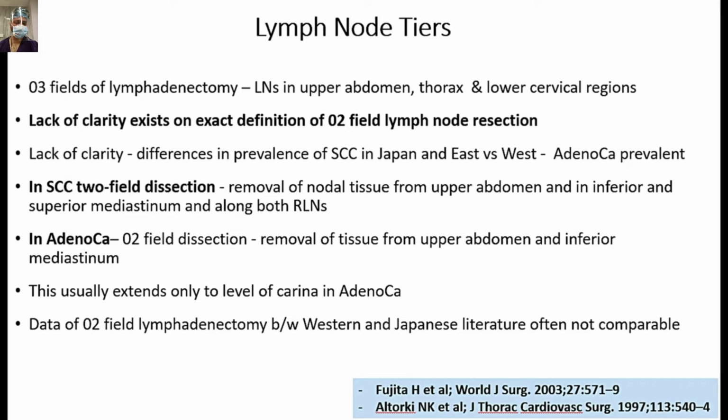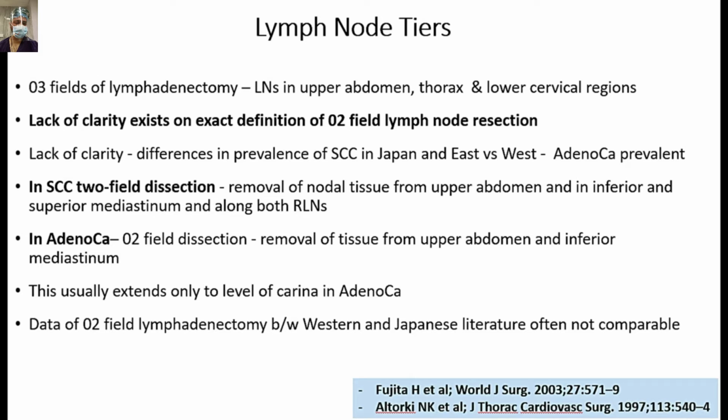In three-field lymphadenectomy, lymph nodes in the upper abdomen, thorax, and lower cervical regions are cleared. There is a lack of clarity on the exact definition of two-field lymph node dissection. The lack of clarity is because of the difference in the prevalence of squamous cell carcinoma in Japan and the East versus the West, where adenocarcinoma is more prevalent.